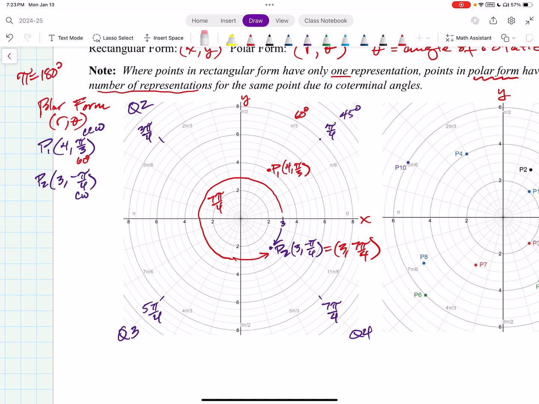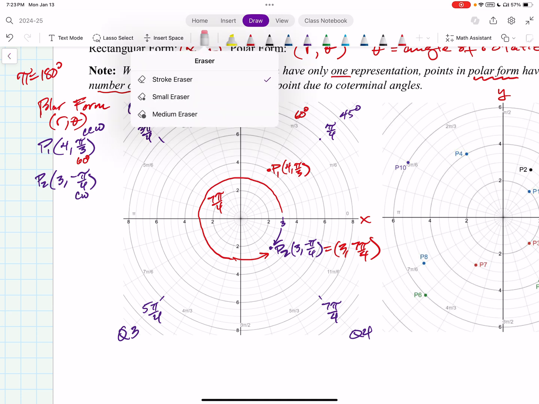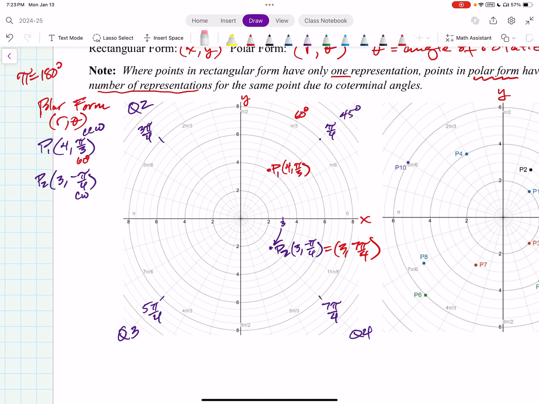Okay, so let's keep it going here. So what happens when the radius is negative? Okay, so I'm going to just erase this stuff right through here. Like I said, I want to keep it clean. So what happens when the radius is negative? So let's graph P3 here at 4 comma negative pi 6, which is the same as 4 comma negative 30 degrees. Okay, in degrees. So how do you handle this?